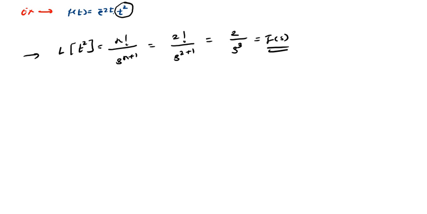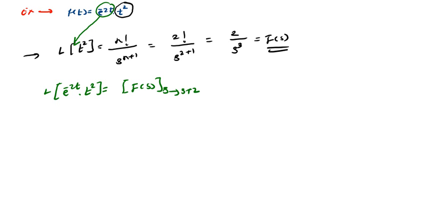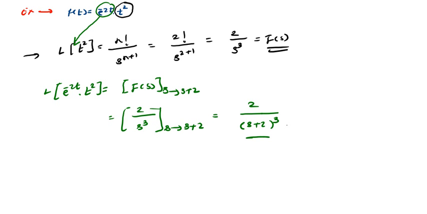After getting f of s, what you will do? You will insert this term. Which term? This e raised to minus at here. So what you will see? This will be e raised to minus 2t into t square. And what will be changed in f of s? In this f of s, you need to replace this s by s plus 2. What is f of s? F of s is nothing but 2 upon s cube, and in this replace s by s plus 2. So this is equal to 2 upon s plus 2 to the power 3. This is our final answer.